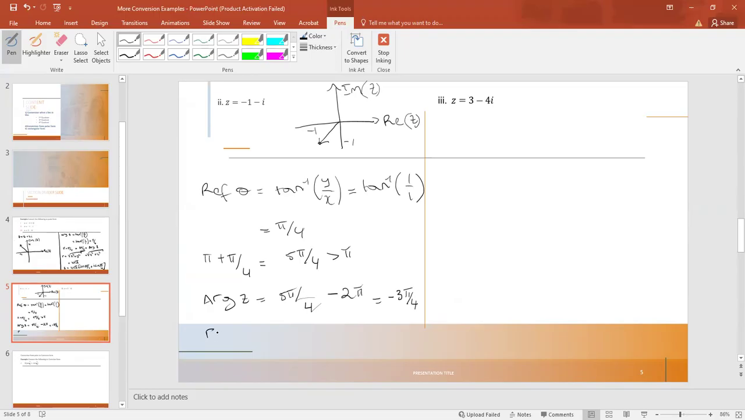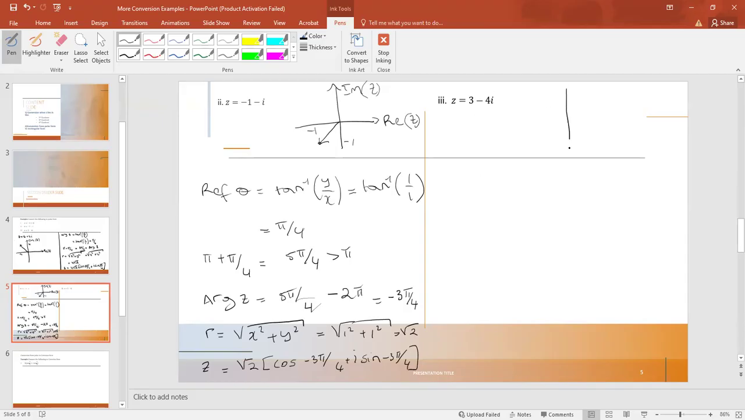Therefore, we can now use our formula for r to obtain the value of our modulus, the square root of x squared plus y squared, which is equal to the square root of what? 1 squared plus 1 squared. And the answer is the square root of 2. Therefore, our complex number in polar form is given by the square root of 2 times cosine of minus 3 pi over 4 plus i sine of minus 3 pi over 4.